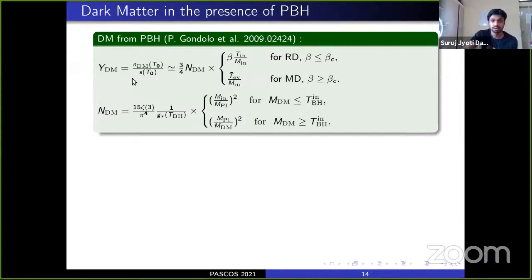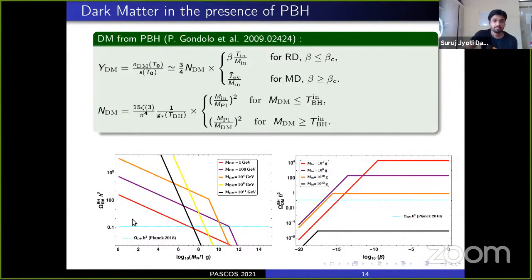So now we have considered the second part, which is the dark matter produced from PBH. Here we have used these analytical formulas and found the dark matter abundance. And here the plot is shown for the dark matter relic as a function of the black hole mass for different values of dark matter mass.